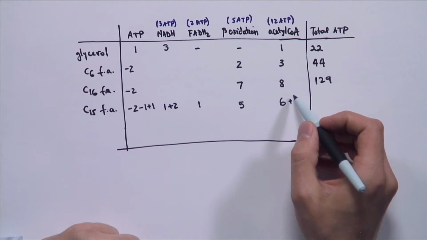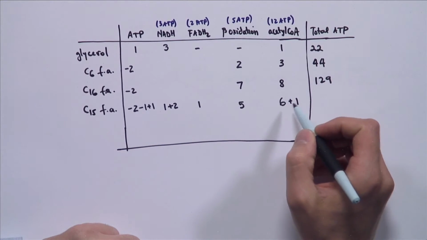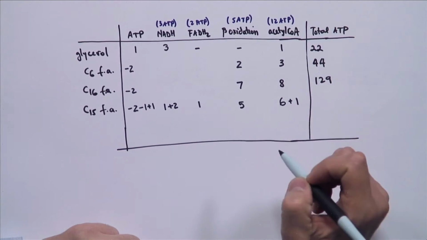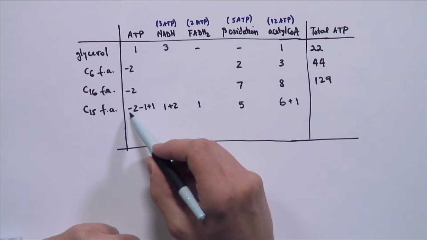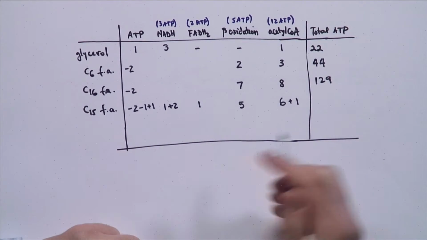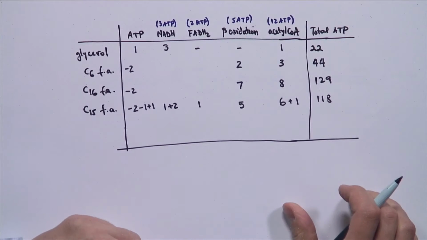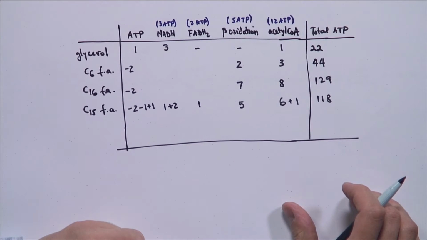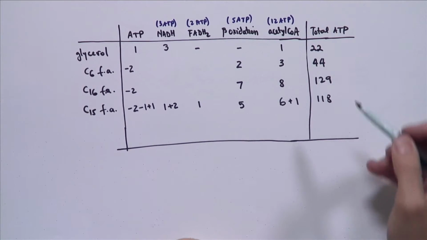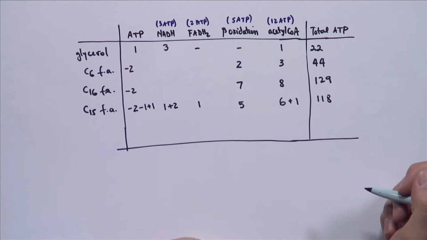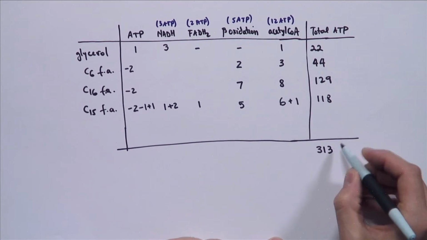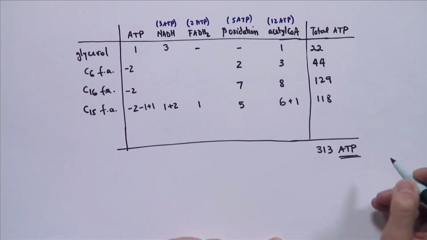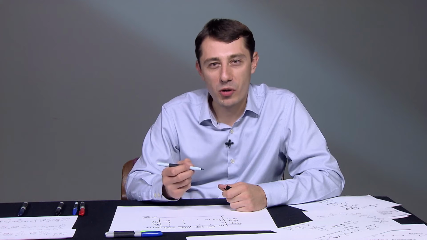So now we have a total of 7 molecules of acetyl-CoA, 5 rounds of beta oxidation, 1 FADH2, 3 NADHs, and at a loss of 2 ATPs. So this totals up to 118 ATPs for the C15 fatty acid. Now, we can tally the entire ATP yield of a molecule of fat, of this triacylglyceride, and that's going to be 313 molecules of ATP. Now, that's a lot of energy from one single molecule of fat.